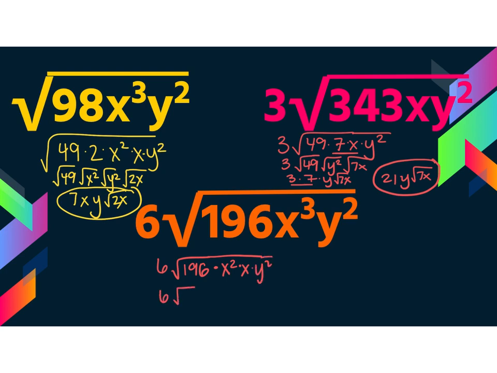So here we have the square root of 196, square root of x squared. I'm going to bring that y squared in front, and then we'll end with the square root of x staying under our radical. The square root of 196 is 14, so we have 6 times 14. Square root of x squared is just x, square root of y squared is just y, and then square root of x. We do need to do 6 times 14, which is 84. So we have 84x, y, and then square root of x.